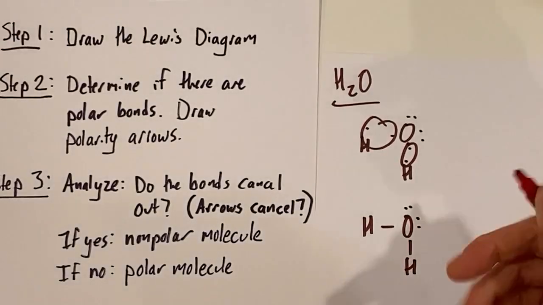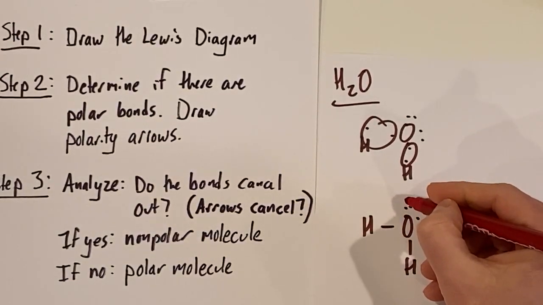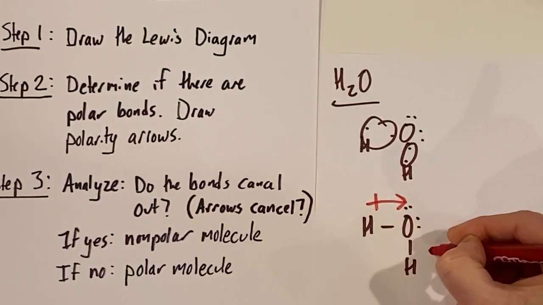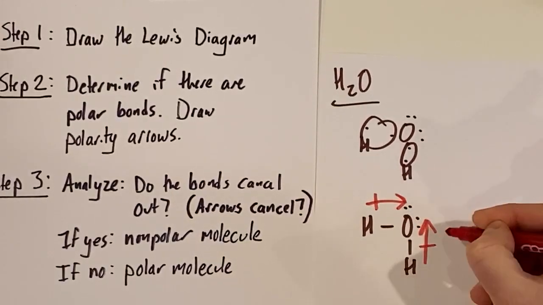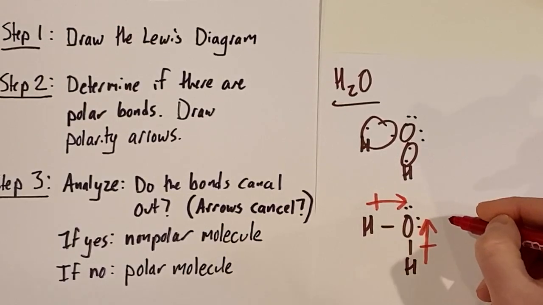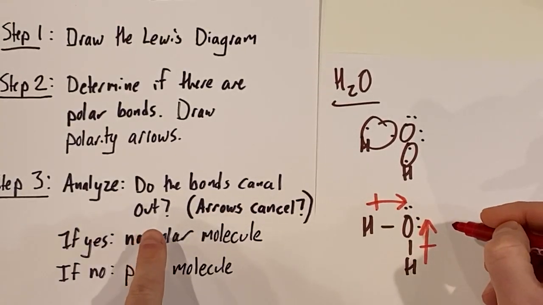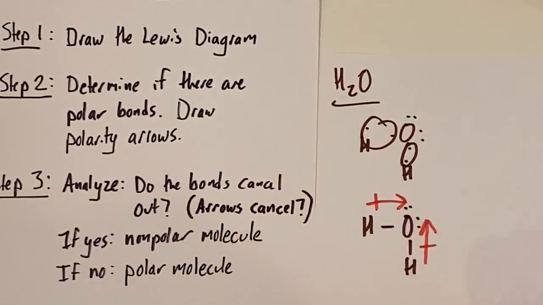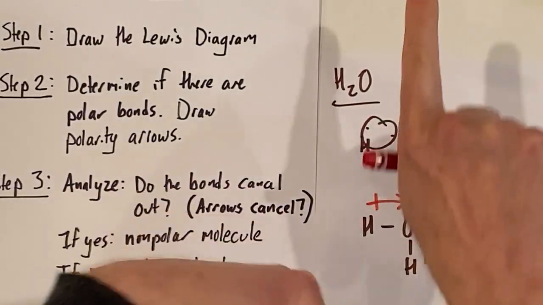So oxygen is more to the right of hydrogen, so the electrons are going to get pulled towards it. So we'll diagram our polarity arrow with the electrons getting pulled towards oxygen. Now, step 3. Do these bonds cancel out? Well, they don't. One is getting pulled up, one is getting pulled to the right. They're not exact opposites of one another.